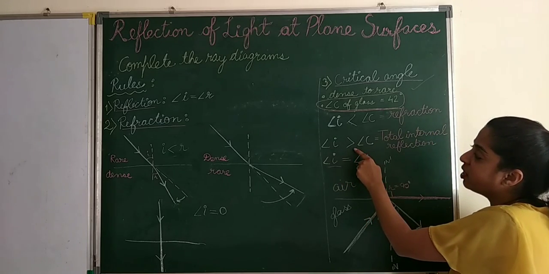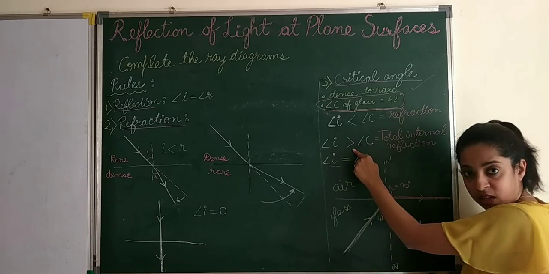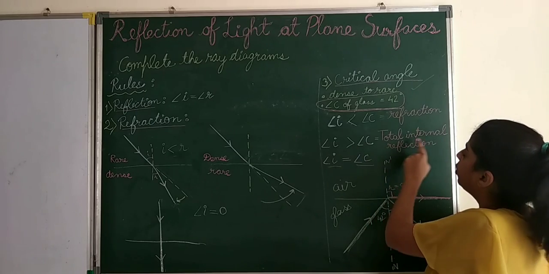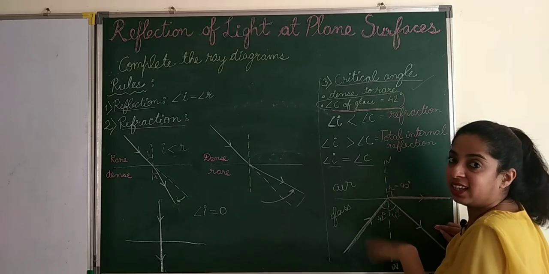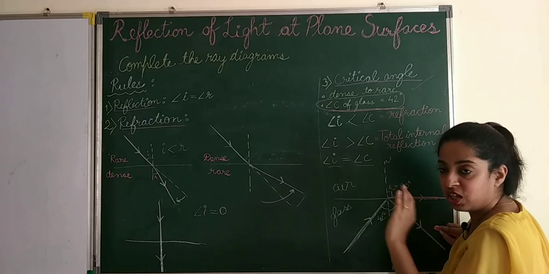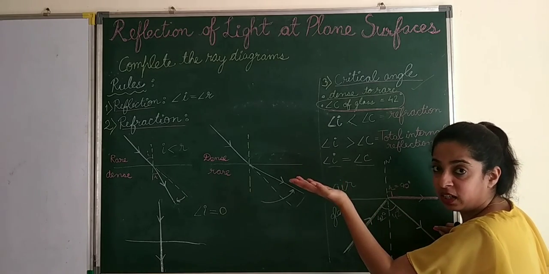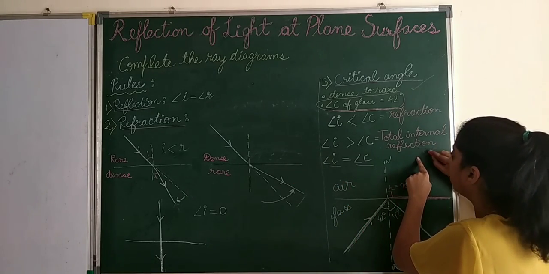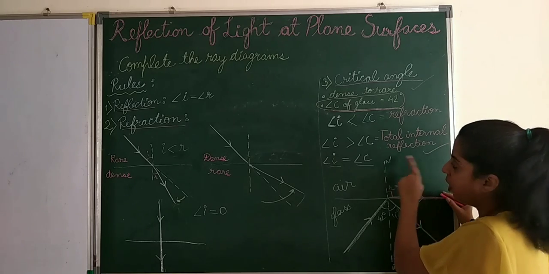When the angle of incidence is more than the critical angle, that is more than 42 degrees, there will be total internal reflection in the glass, in the same dense medium. There will be total internal reflection and no ray will bend and come out. So there will be only total internal reflection, no refraction.